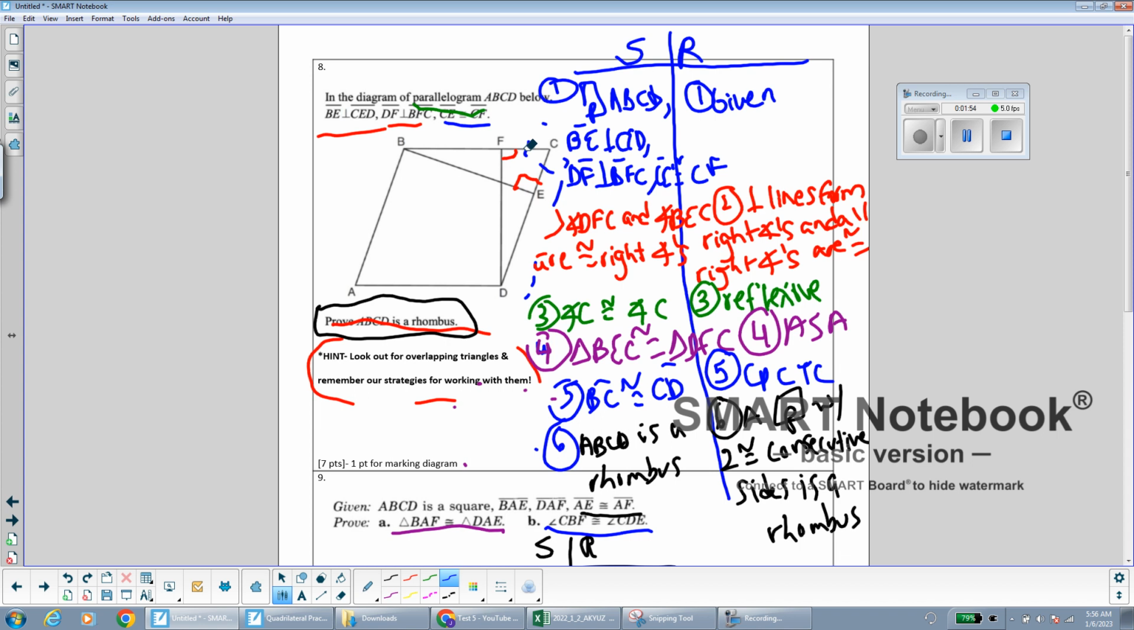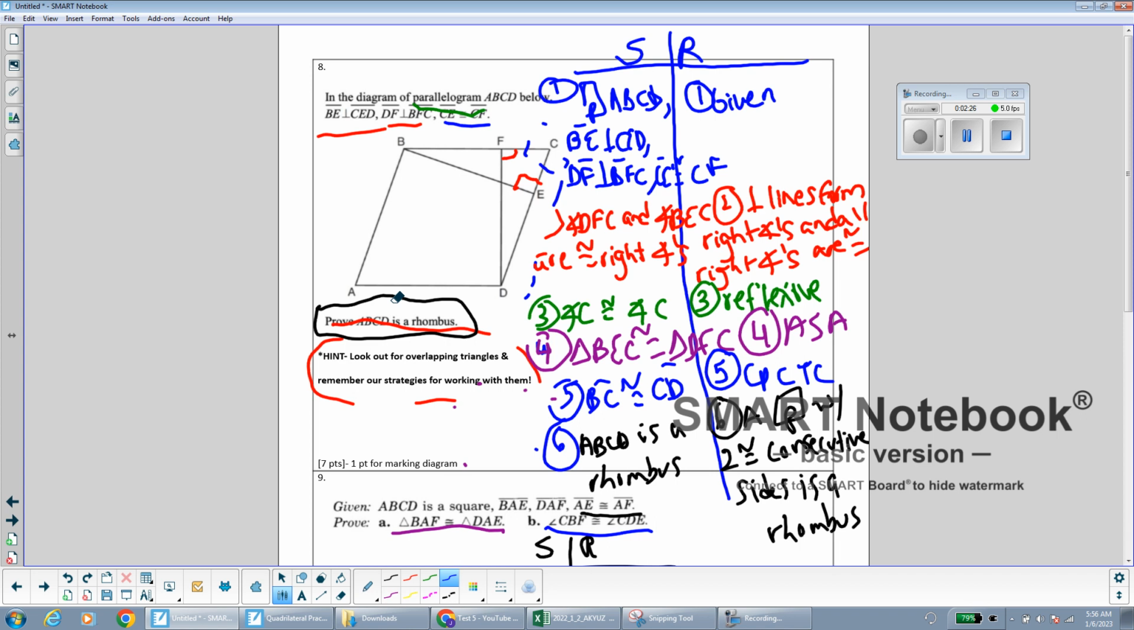My goal is to prove that ABCD is a rhombus. We already know it's a parallelogram from the givens. We just need to prove a property of a rhombus to show that it's also a rhombus. Now, we have a couple of properties of rhombuses. We have consecutive sides are congruent, which means all the sides are congruent, that it's equilateral. We have diagonals are perpendicular. Diagonals bisect the angles.